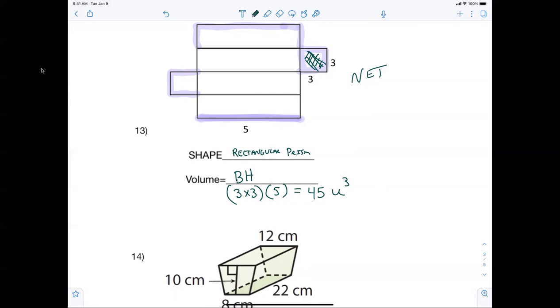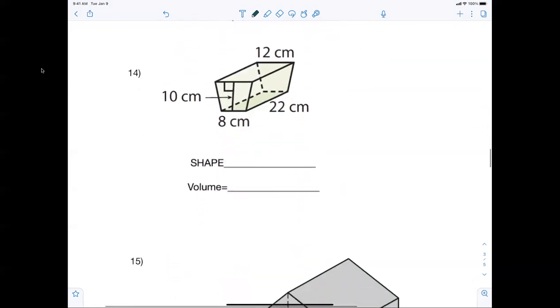Evan, you doing all right? All right, so let's take a look at 14 now. Somebody tell me what this shape is called. Very good. Trapezoidal prism. Now, why do you think they call it a trapezoidal? Because the base is a trapezoid. That's exactly right. It's called a trapezoidal prism.